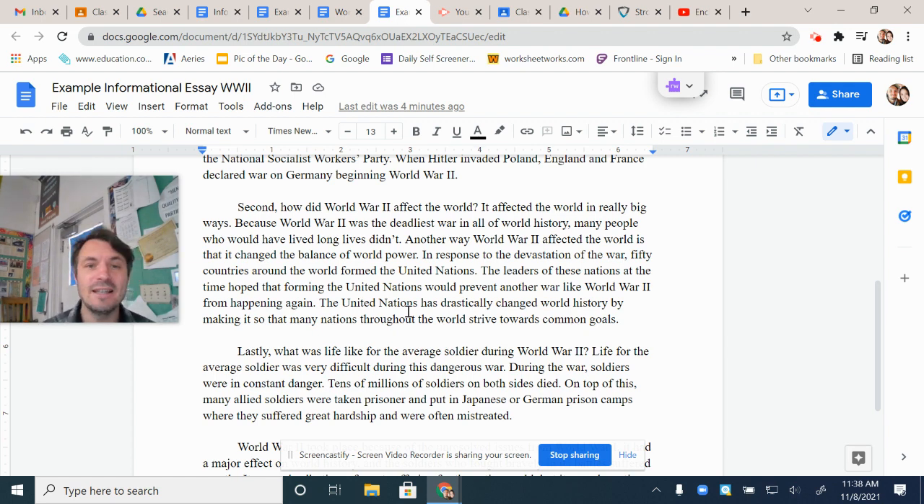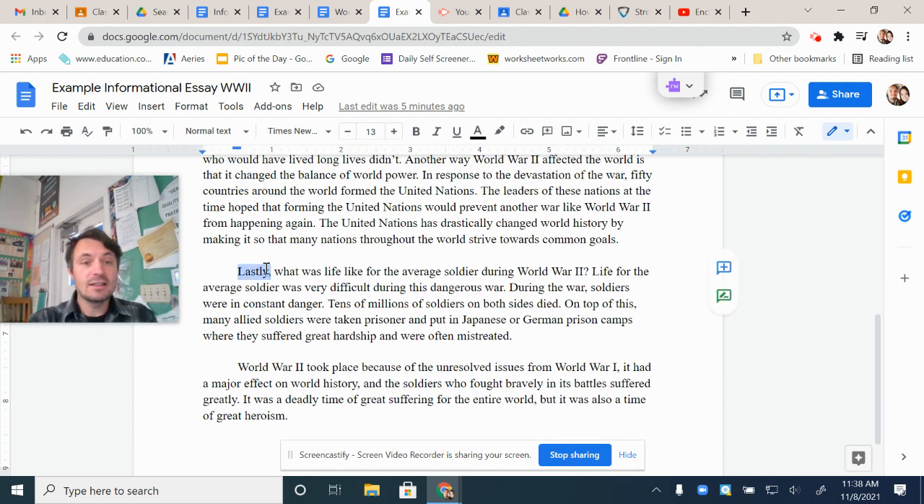Because World War II was the deadliest war in all of world history, many people who would have lived long lives didn't. Another way World War II affected the world is that it changed the balance of power. In response to the devastation of the war, 50 countries around the world formed the United Nations. The leaders of these nations at the time hoped that forming the United Nations would prevent another war like World War II from happening again. The United Nations has drastically changed world history by making it so that many nations throughout the world strive towards common goals.